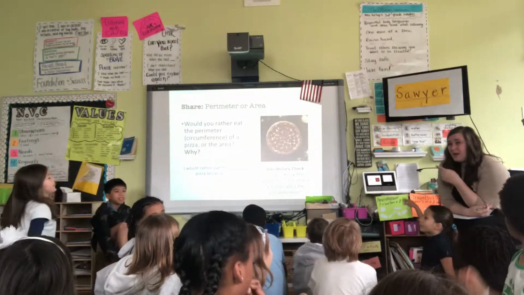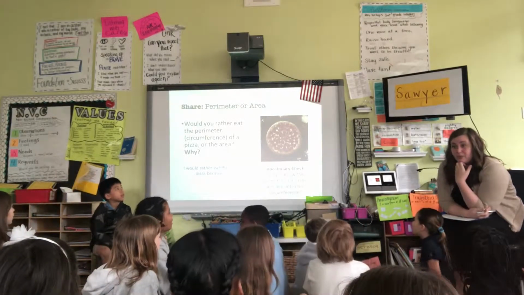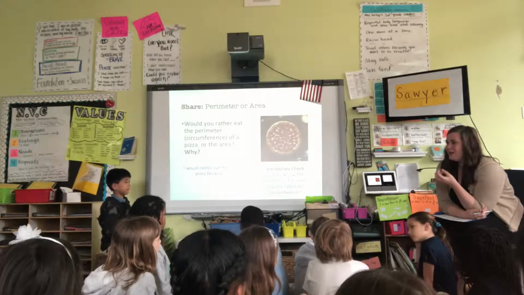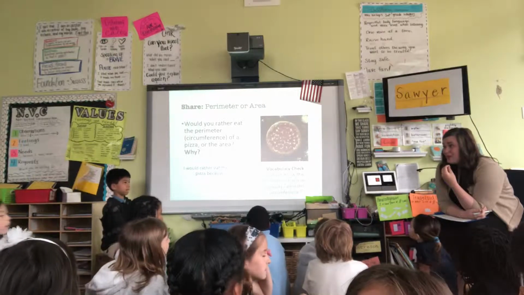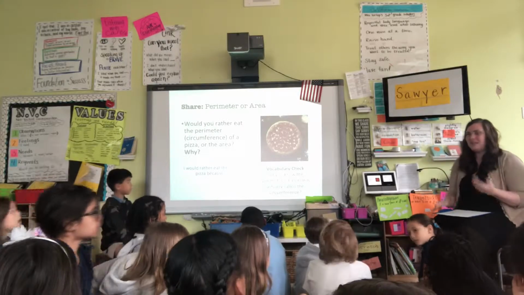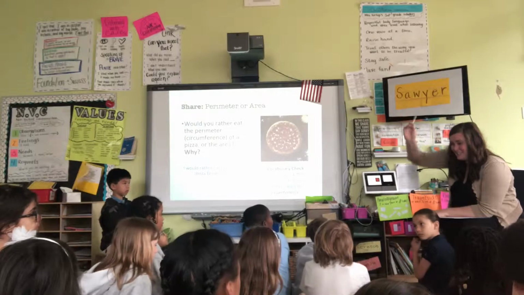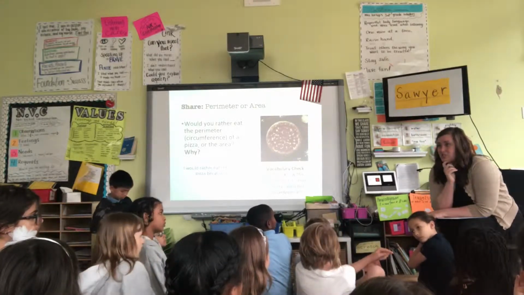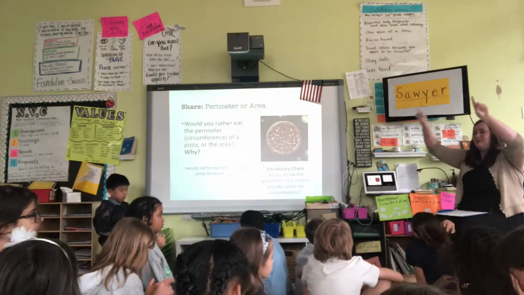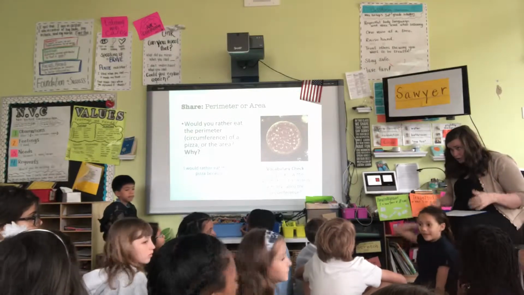What I want to let you know before you start, there's something you need to know. The word circumference is a special word. That is the word for perimeter of a circle. So if you are thinking about what we just said, we add up all the sides, that's perimeter of a polygon. For a circle, there is one continuous side. So the special word for perimeter is circumference. So, with that being said, would you rather eat the perimeter of the pizza or the area, and why? Whoever has the longest hair, go first.